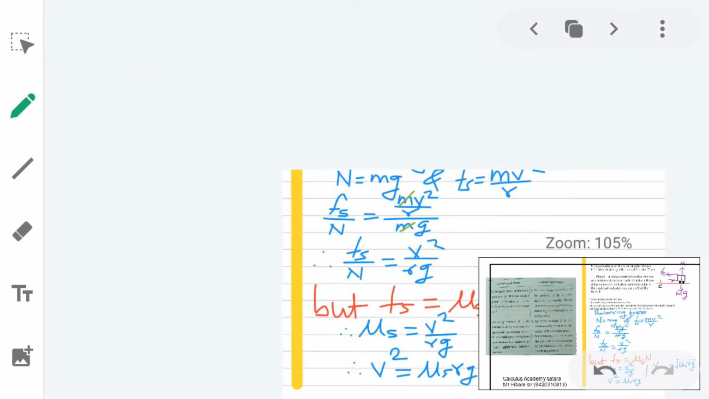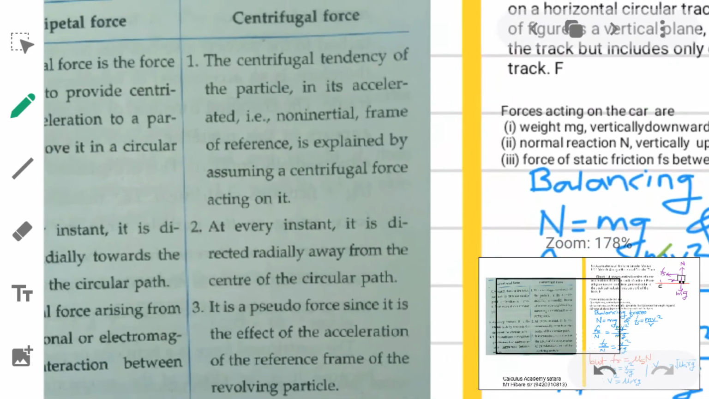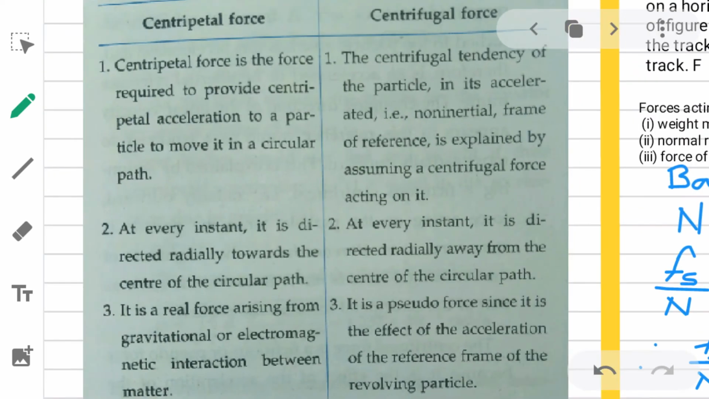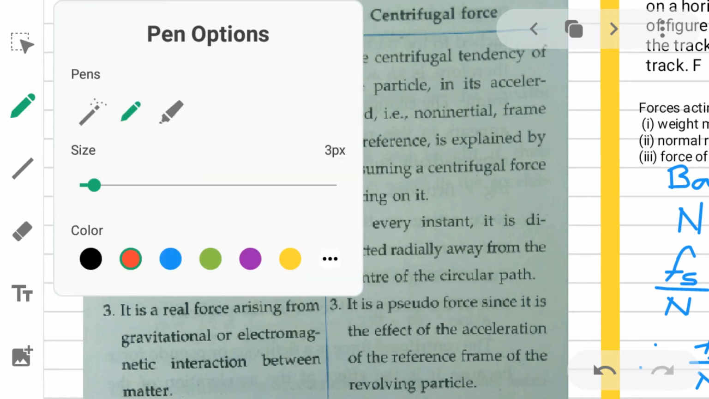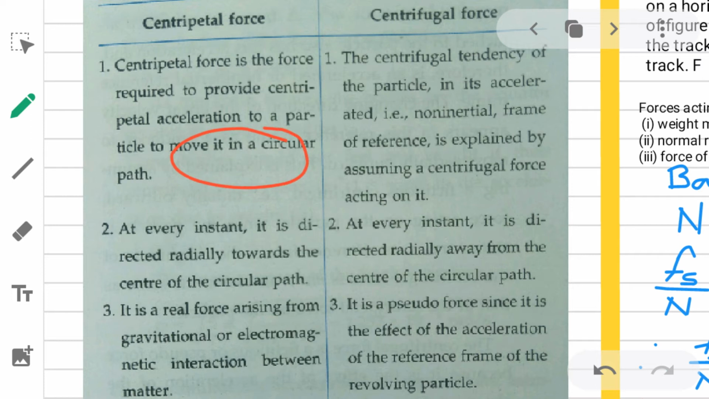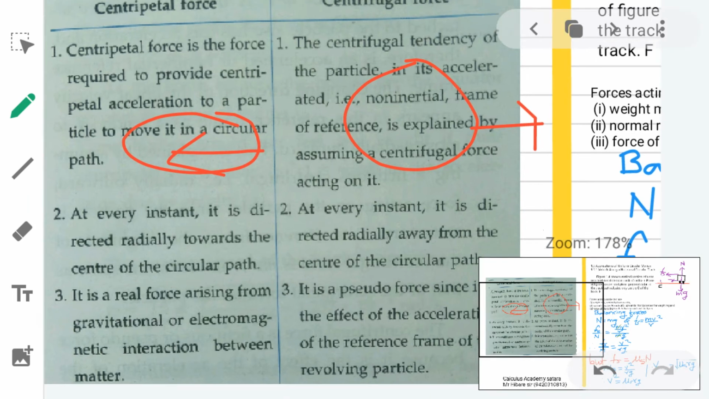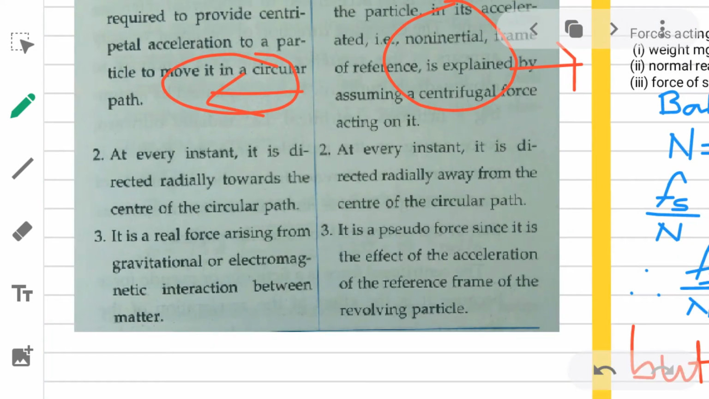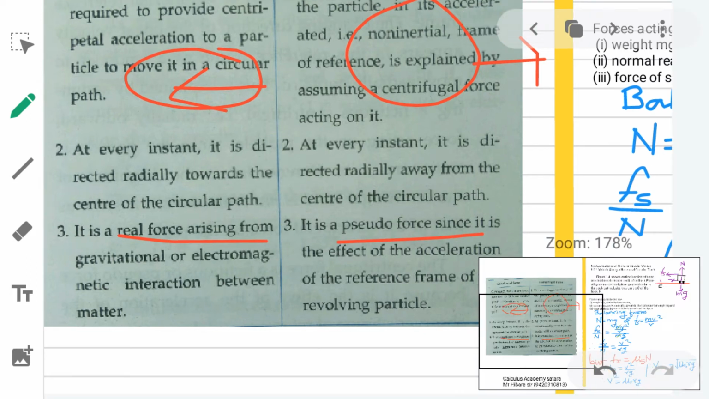Now next part, come here. Centripetal force and centrifugal force. Centripetal force is the force towards the center, and centrifugal is away from the center. It is directed at every instant radially towards the center of the path, and the other is away from the path. Centripetal is a real force and centrifugal is a pseudo force.